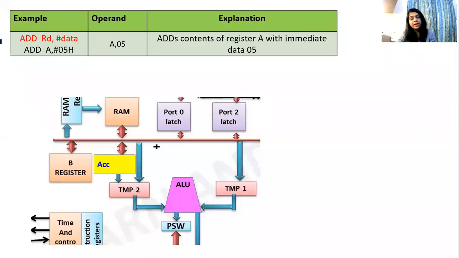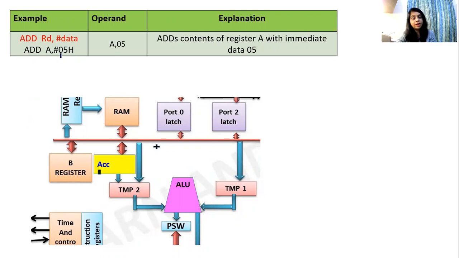The example is add RD comma hash data. So here the data is available in the instruction. This belongs to the immediate addressing mode. What this instruction does is add the contents of register A, which again means the accumulator, with the direct data 05, which is specified in the instruction. So this adds the contents of the accumulator with the data available in the instruction.